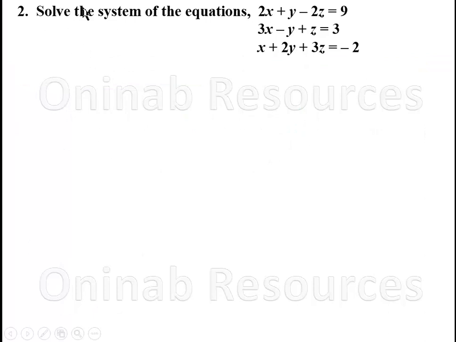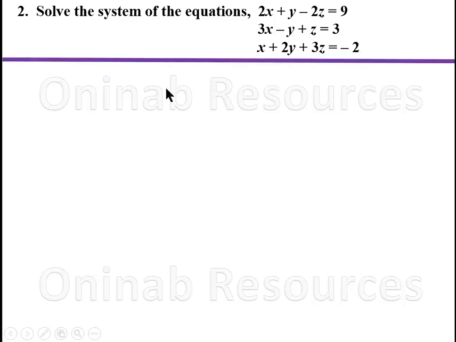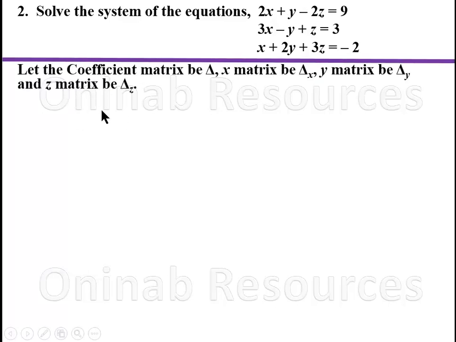So problem 2, solve the system of the equations 2x plus y minus 2z is equal to 9, 3x minus y plus z is equal to 3, x plus 2y plus 3z is equal to negative 2. So we start again by generating 4 matrices. We let the coefficient matrix be delta, x matrix be delta x, y matrix be delta y, and the z matrix be delta z.